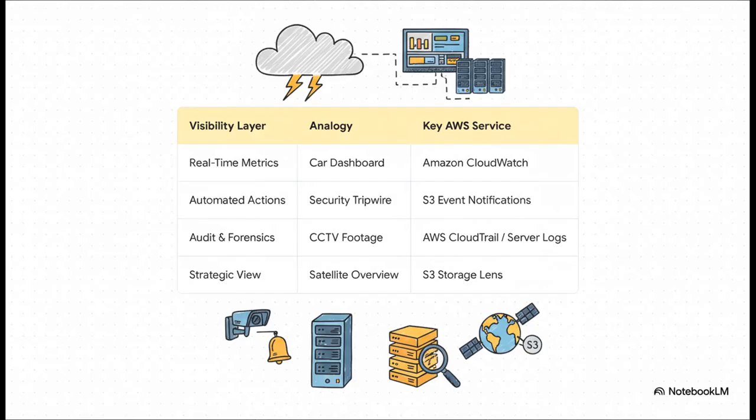Okay, so to help us make sense of it all, we're going to use this simple framework I call the 4 layers of visibility. Think of it this way. CloudWatch, that's your car's dashboard, giving you real-time info. S3 event notifications are like tripwires that go off when something happens. Then you've got CloudTrail and server logs. That's your detailed CCTV footage for when you need to investigate. And finally, S3 Storage Lens is like a satellite, giving you that high-level overview of everything. Let's dive into each one.